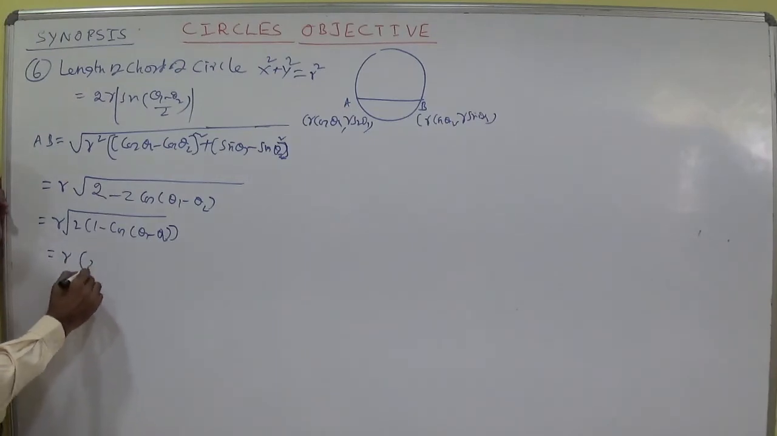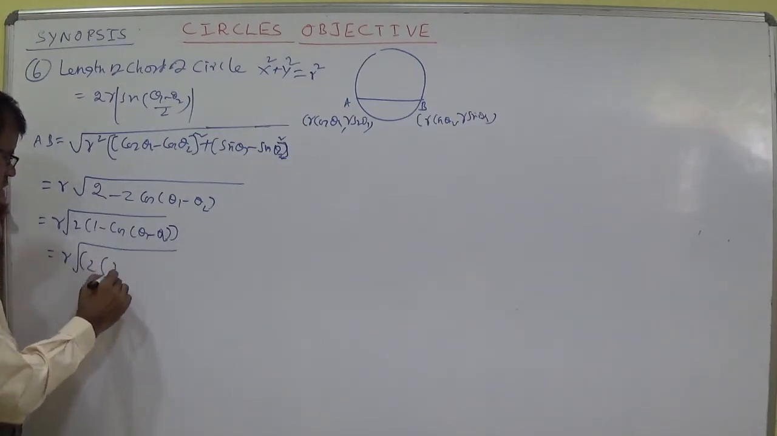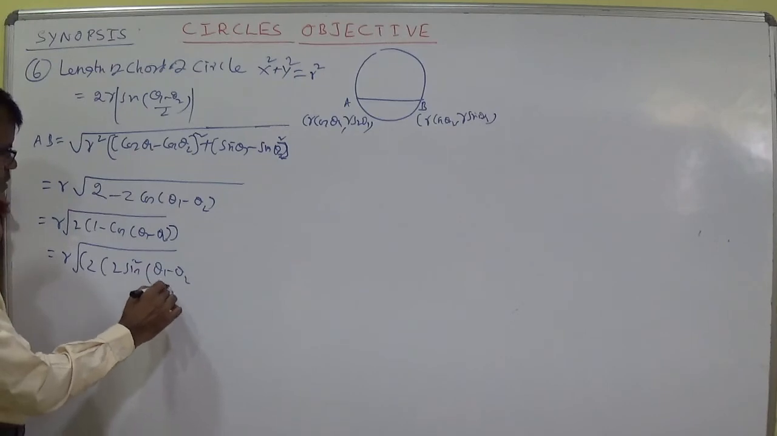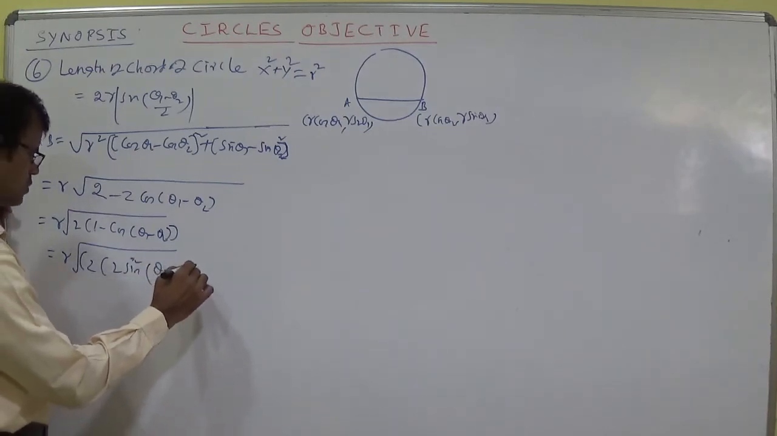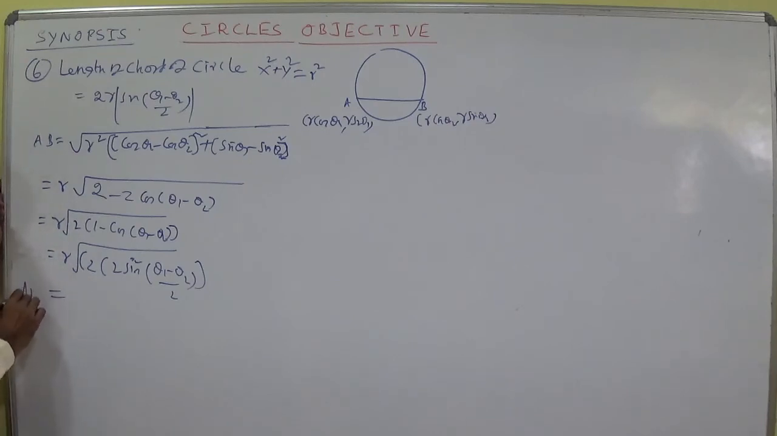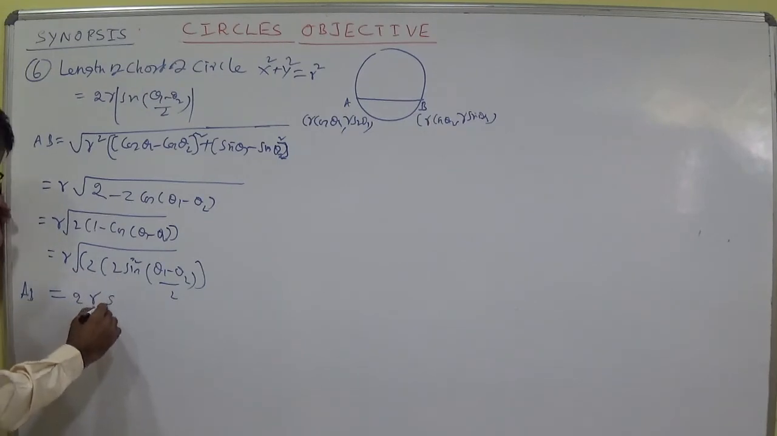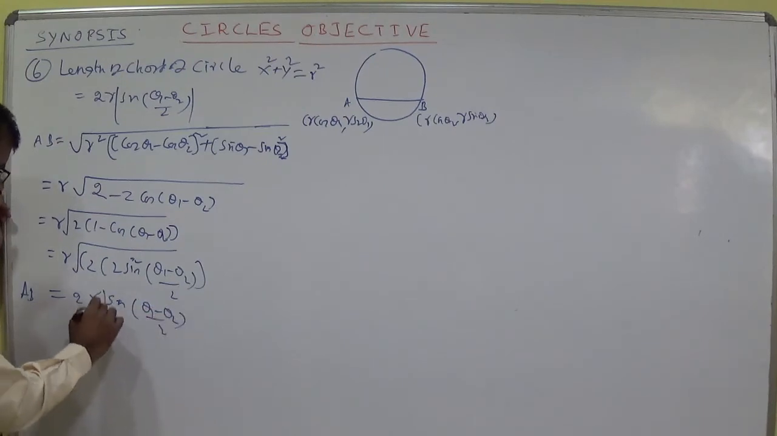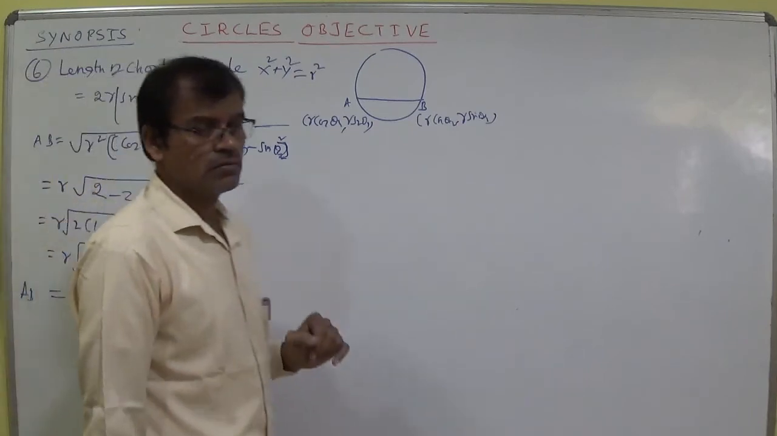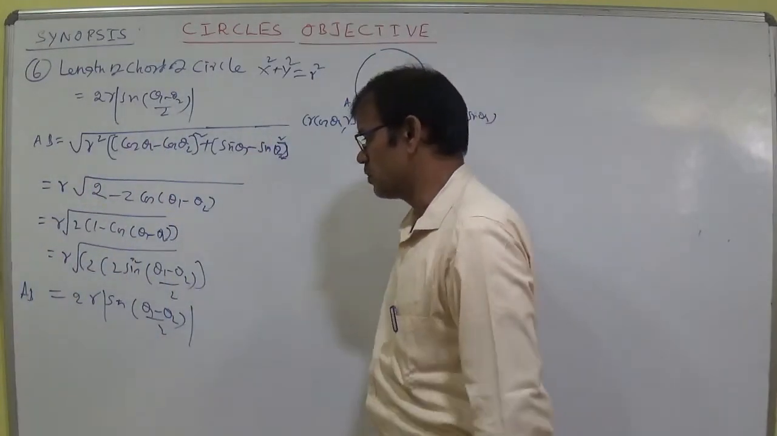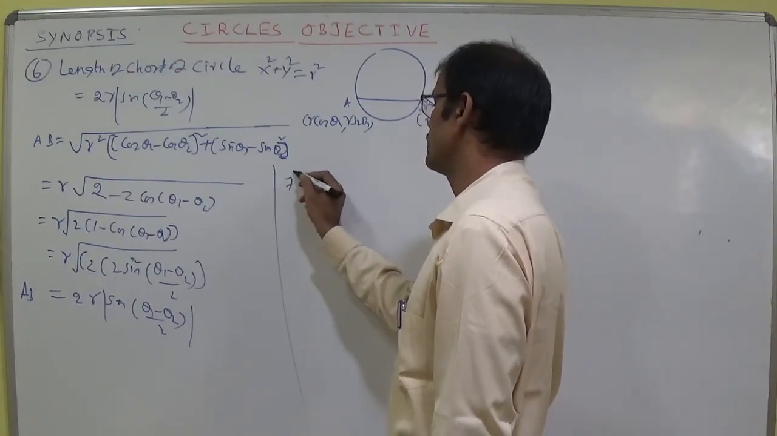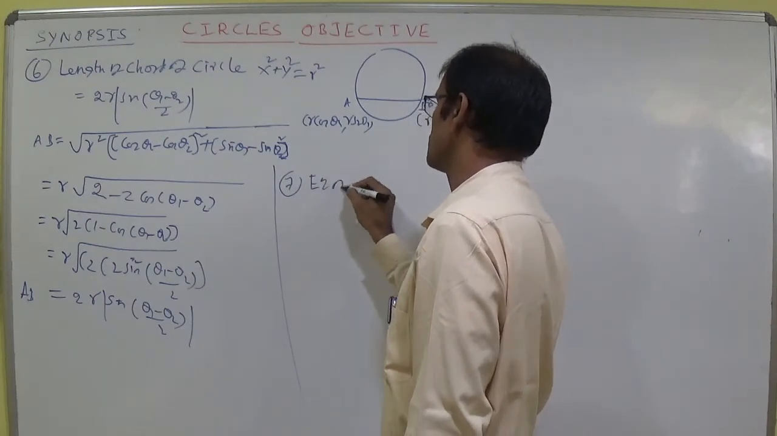That is equal to r into root of 2 times (1 minus cos theta), and by the formula 1 minus cos theta equals 2 sin square theta by 2, here it is 2 sin square of (theta 1 minus theta 2) by 2. So the length of chord AB is equal to 2r, because 2 into 2 is 4, and the root of 4 gives 2, into sin of (theta 1 minus theta 2) by 2 in modulus. That is why I put modulus, because length is always positive. Depending upon the angle, the sign may change to plus or minus, but there is no need to take length in a negative manner. Therefore, the length of chord AB is 2r sin of (theta 1 minus theta 2) by 2. Now, let us discuss the equation of a circle.